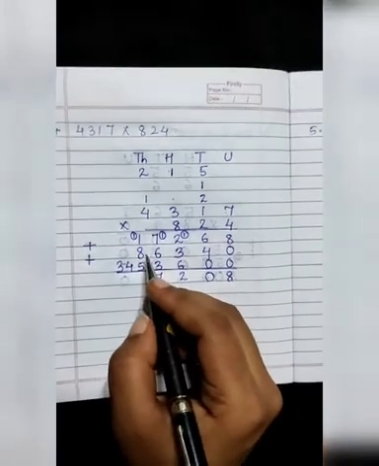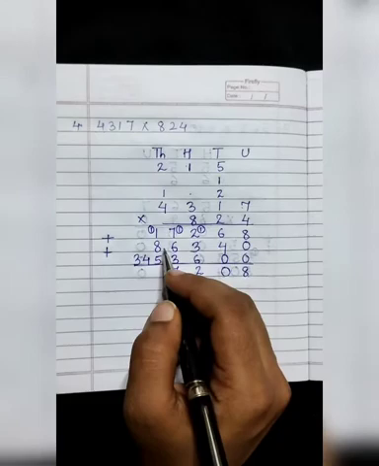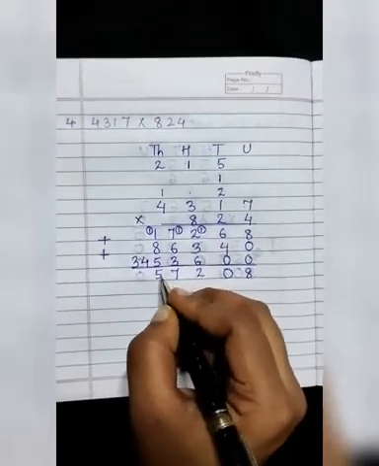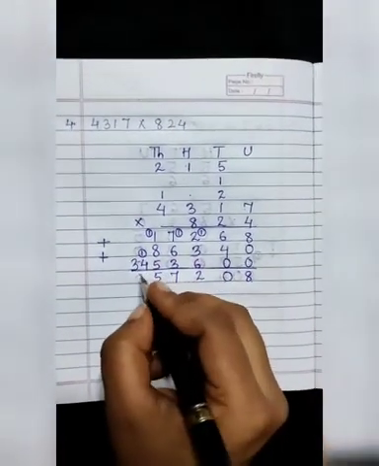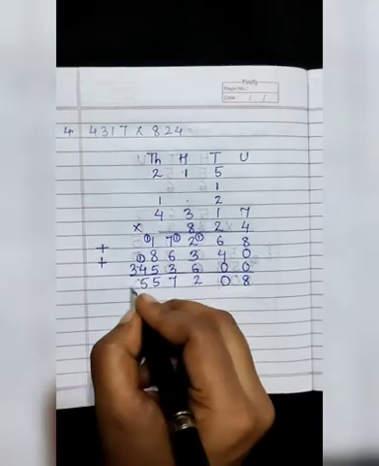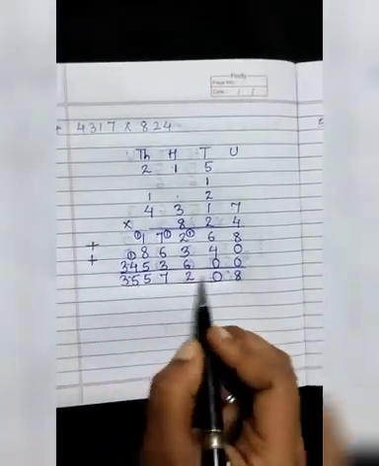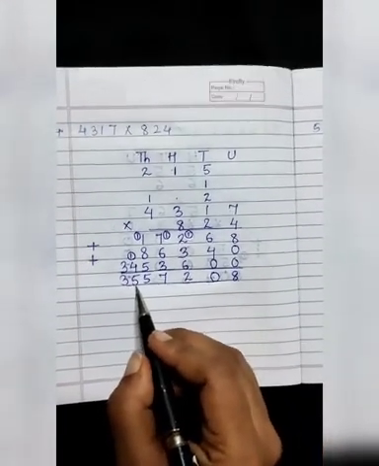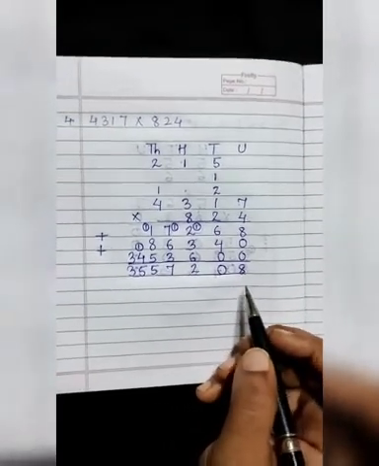1 plus 1, 2. 2 plus 8 will be 10. And 10 plus 5 will be 15. So 5 we will write down. And 1 we will do carry. 1 plus 4, 5. And 3 we will write as it is. So answer is 35,57,208. Understood, students?